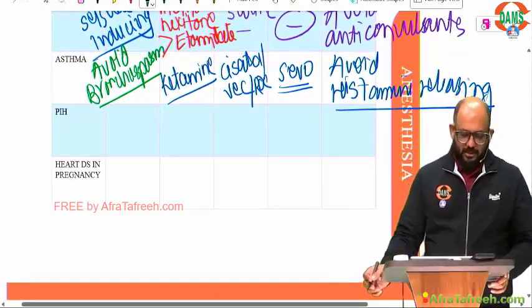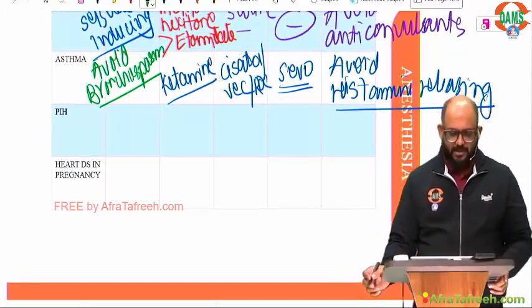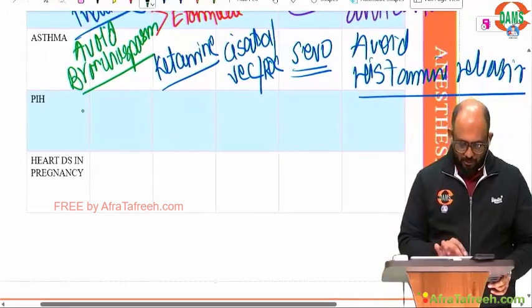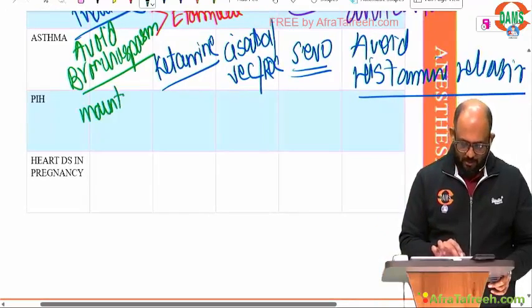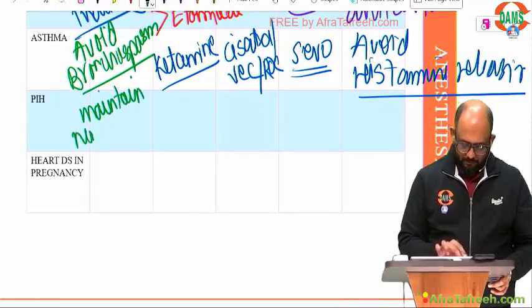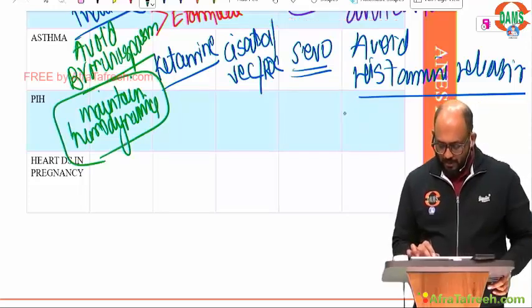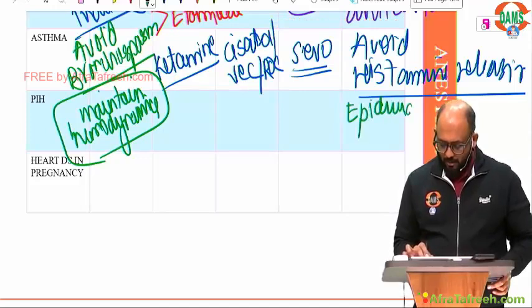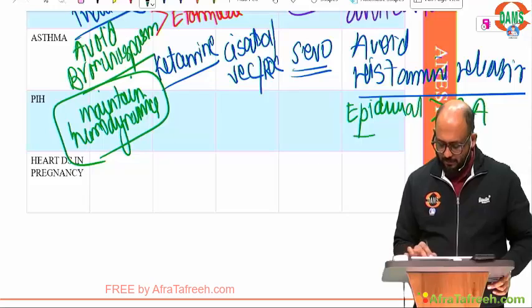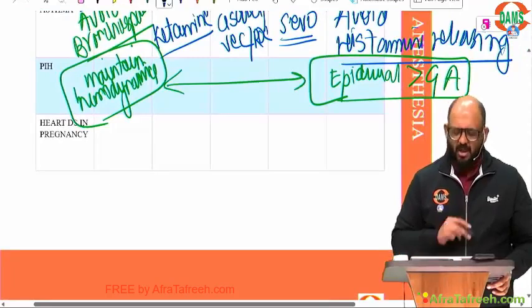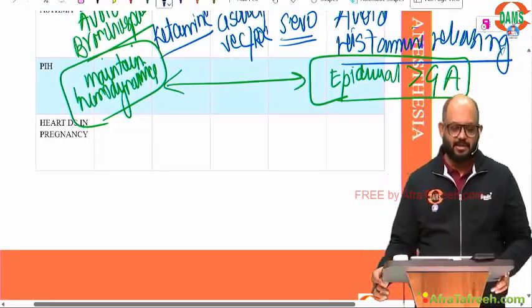PIH. Now PIH is pregnancy induced hypertension. The idea in a PIH is to maintain hemodynamics. So here remember, you will prefer epidural over general anesthesia. You will always prefer epidural over general anesthesia.